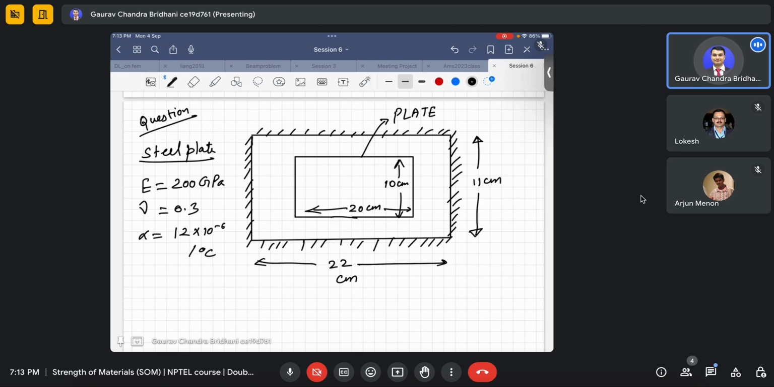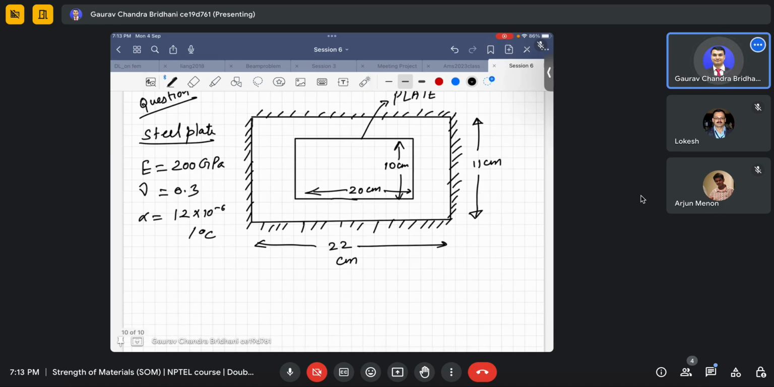Now, what happens is that the inner plate is heated, so there is a change in temperature. The change in temperature of the steel plate is 200 degrees Celsius, suppose. Suppose room temperature was 25, so I made it 225 degrees Celsius. Now we need to find whether there will be stresses, and if there are, what will be the magnitude of those stresses. That is our goal here.